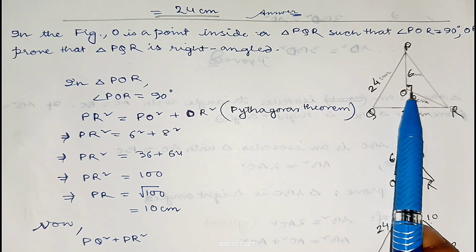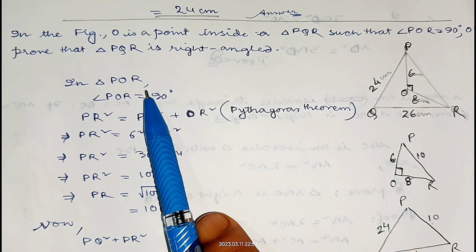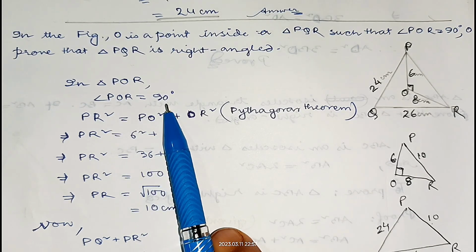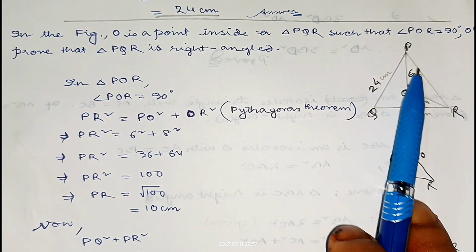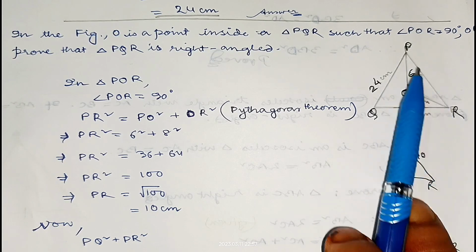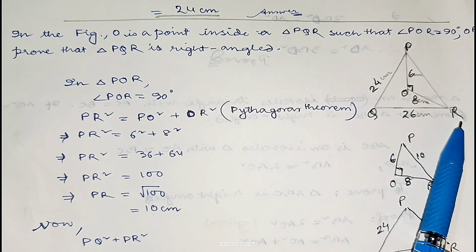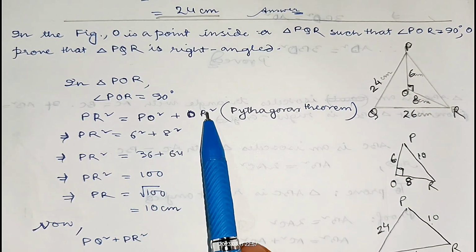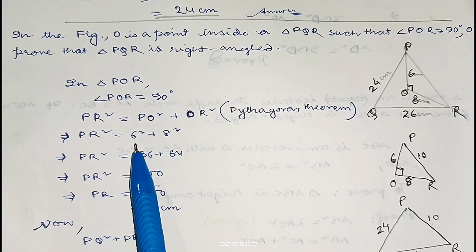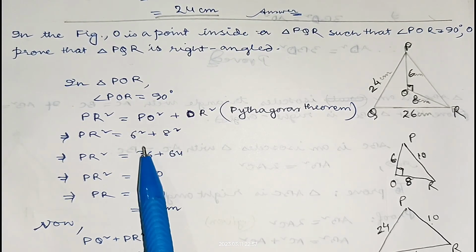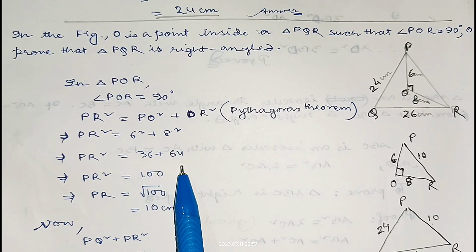Since this is 90 degrees, we can write in triangle POR, angle POR is 90 degrees. So PR square, because PR is the hypotenuse, will be PO square plus OR square. PO is 6, OR is 8, 6 square is 36, 8 square is 64.